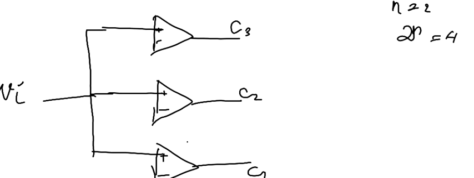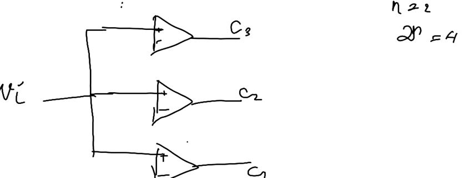The positive terminals are connected together and we give the analog input Vi. This is the analog input. For n equal to 2, this is a 2-bit ADC and it consists of 2 raised to n resistors, that is, 4 resistors.